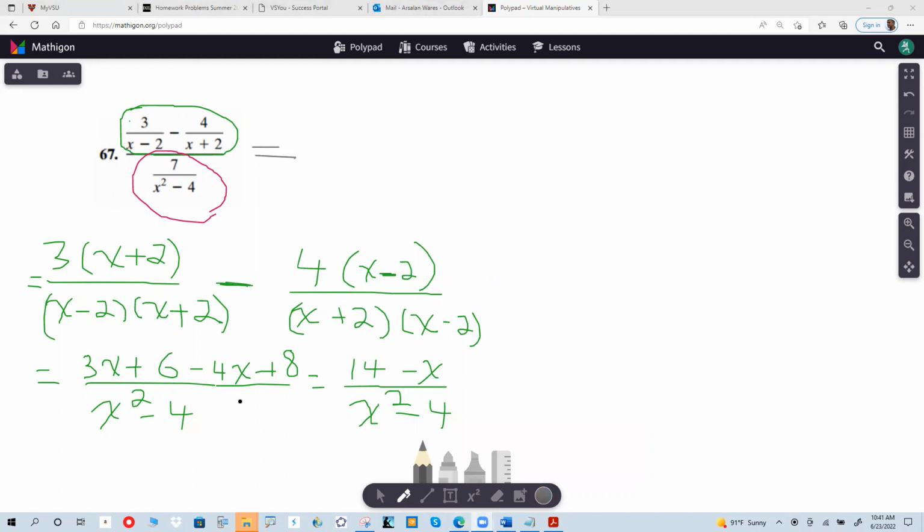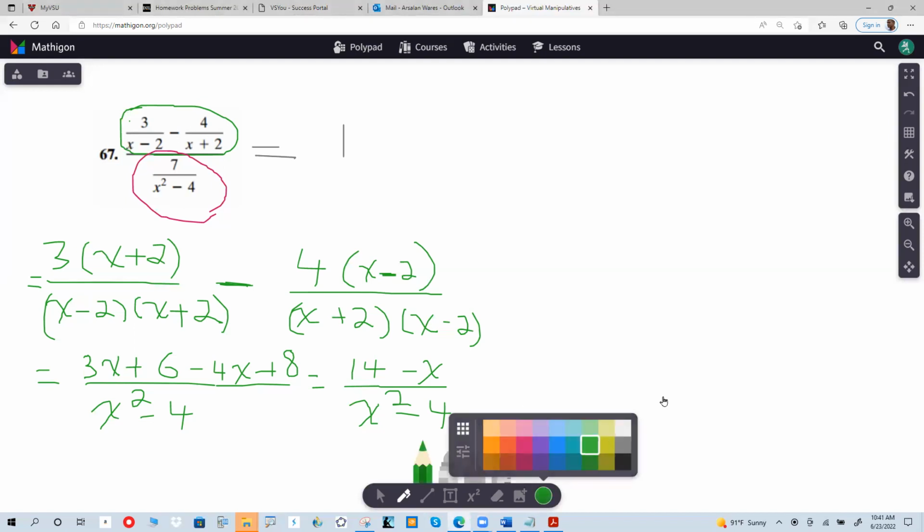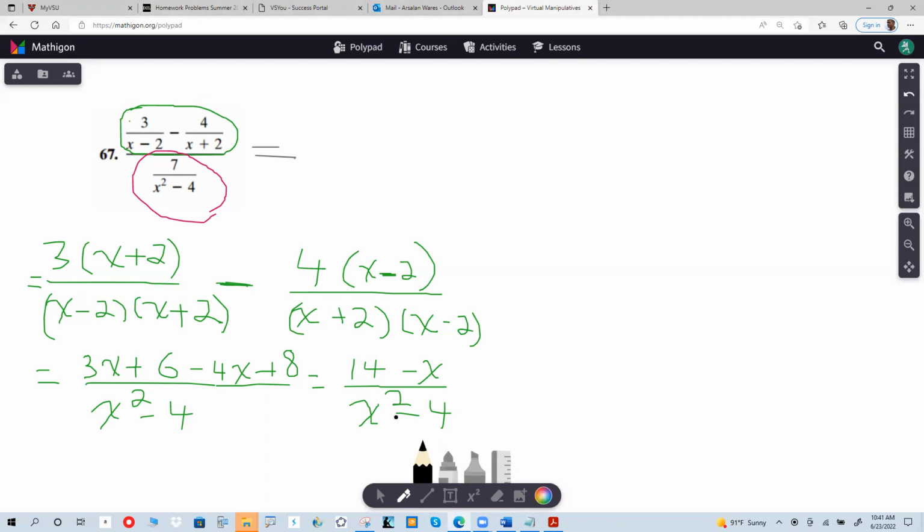All right, so instead of the green stuff, I'm going to write 14. Oh, let's use green. Instead of the green stuff in the bottom, I am going to write in the right order 14 minus x over x squared minus 4. Now let me double check this again before you said no. Not that there's anything wrong with it. If you catch me doing something wrong, you should always say it. I appreciate that.